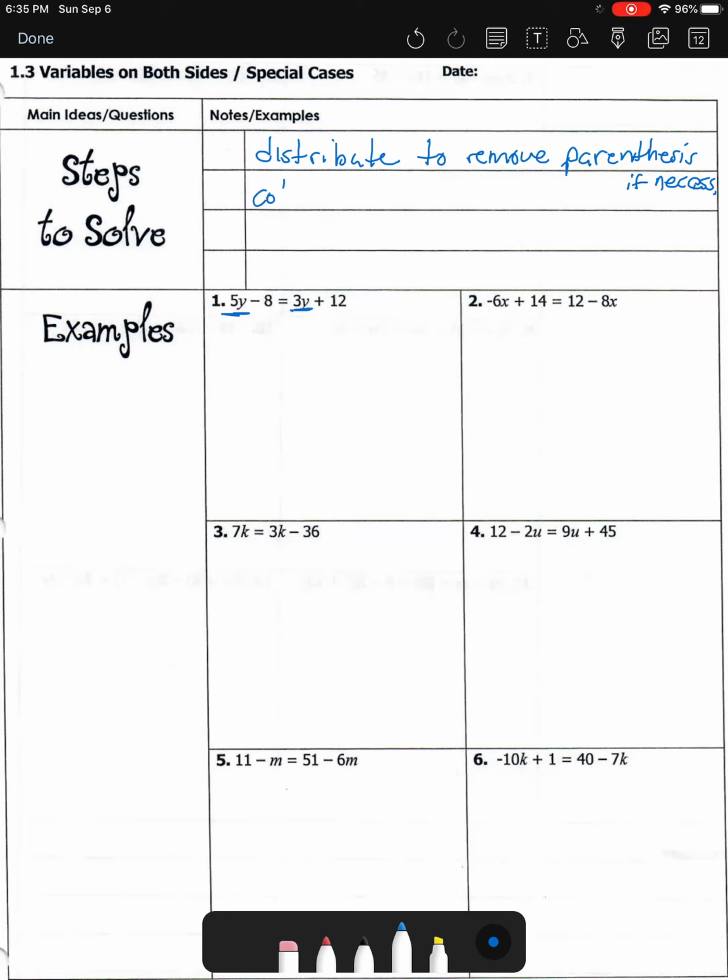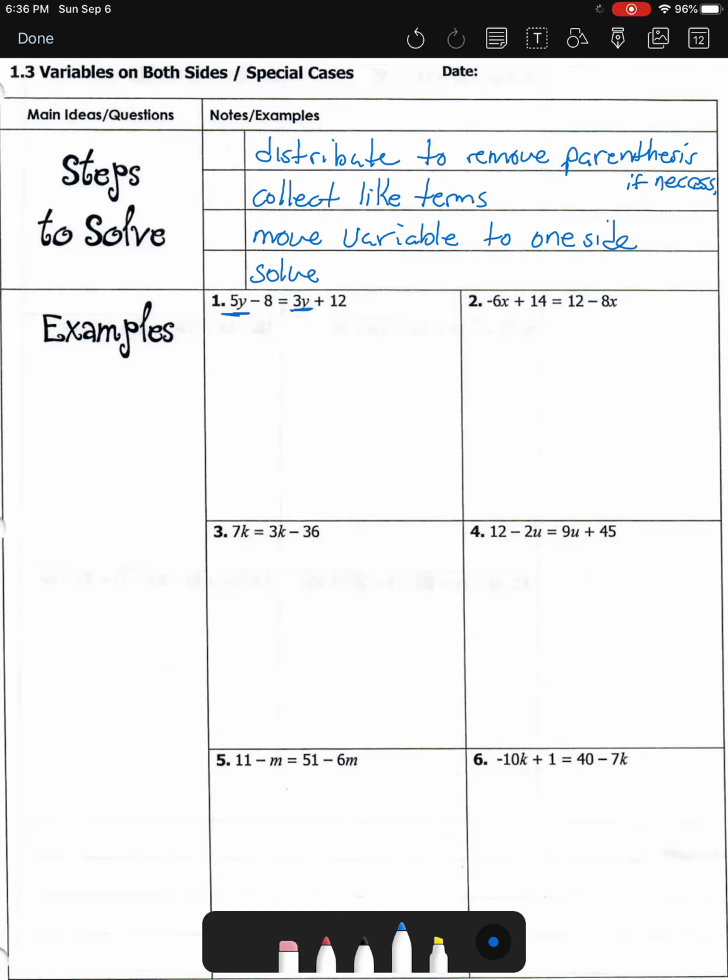We're going to collect like terms. And lastly, or not lastly, we're going to move the variable to one side. And lastly, we're going to solve. Okay, so that's the process that we're going to go through.